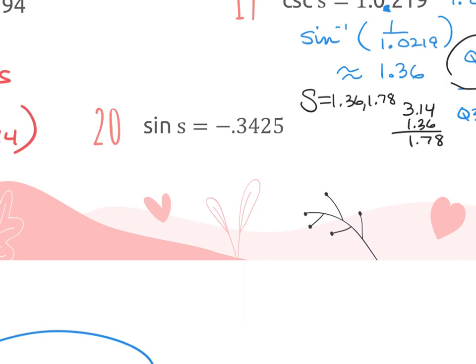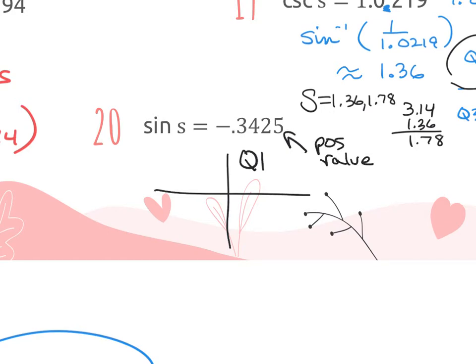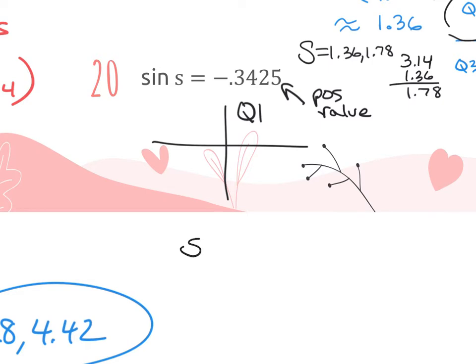Remember back from the Brown book, I told you in order to get the reference angle in quadrant 1, we need to enter this as a positive value. If you don't, you're not going to get a reference angle from quadrant 1. So the way I'm going to enter this in my calculator is sine -1 point positive 3425. This is going to give me 0.35. This is a reference angle in quadrant 1.